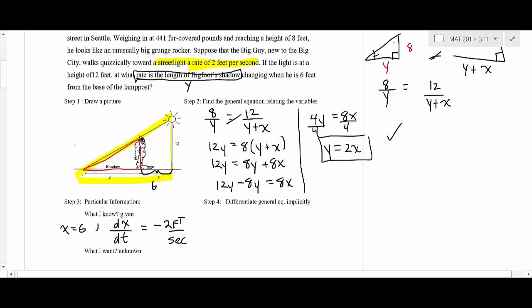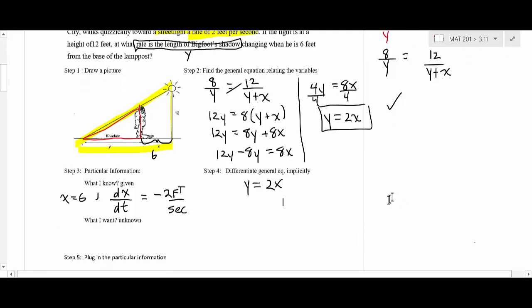Okay. Now, here's what we're going to do. Write down your relationship. So we got y equals 2x, and then we're going to differentiate this with respect to time. And then the last thing I forgot to do before we do this is what we want to find. What you want to find is a rate. You want to find dy over dt. Okay, that's the idea. Because that's what it says. What is the rate of Bigfoot's shadow? And that's represented by y. Okay, you guys following what I'm doing so far?